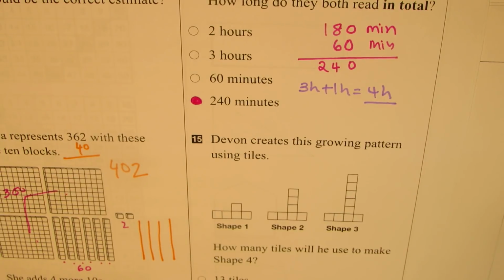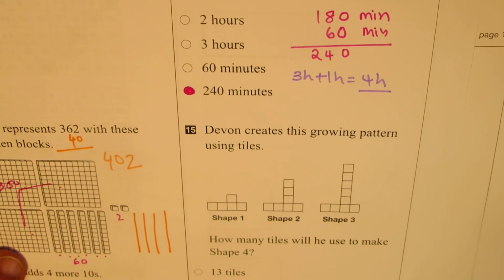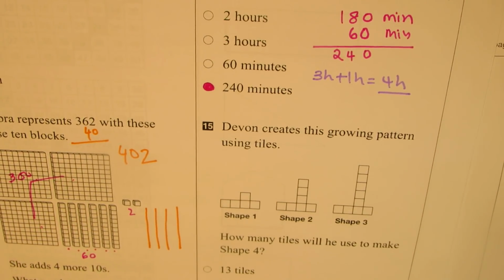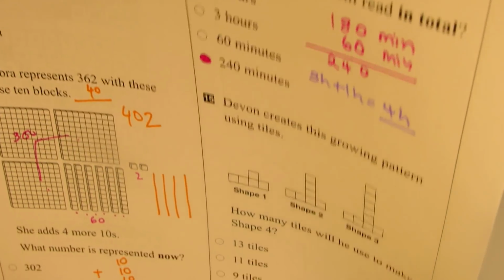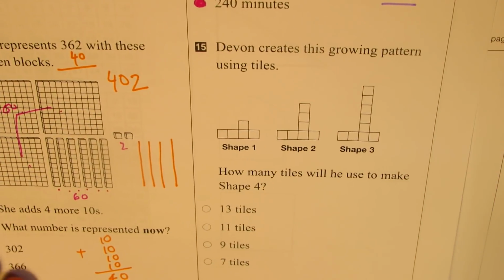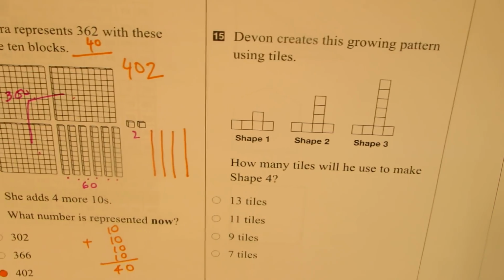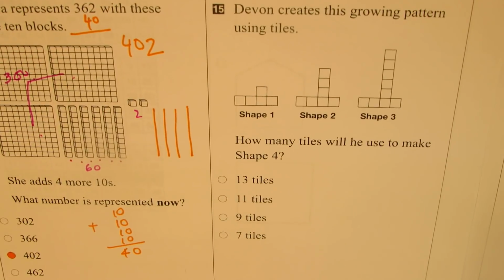Question number 14 is done. Question number 15 for us is, Devon creates this growing pattern using tiles. How many tiles will you use to make shape 4? Well, you can actually pause the video now, answer, and then look into my suggestions.